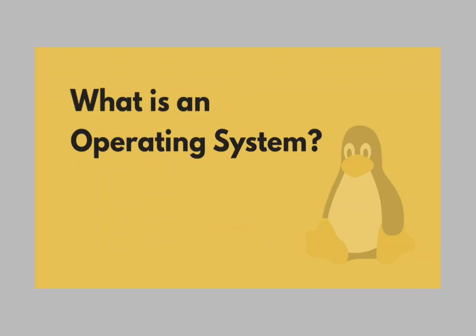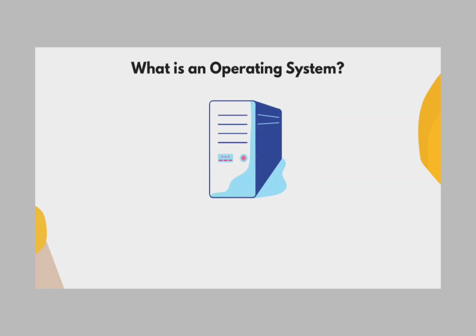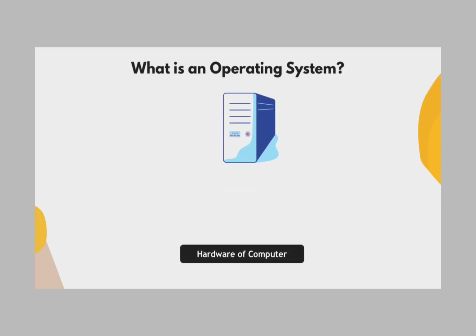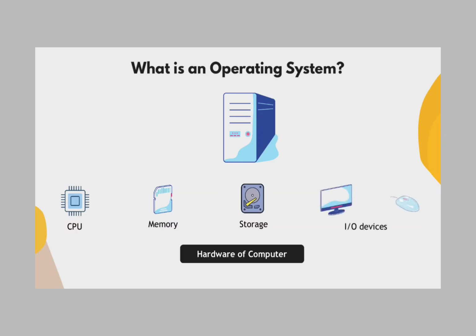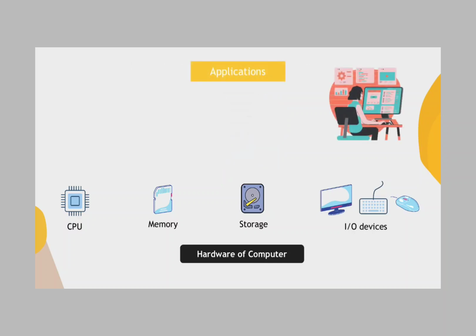What is an operating system? Every computer is made up of some hardware, right? You have the CPU, memory, storage, you have input and output devices such as screen, mouse, keyboard, and all the programs running on your computer need to use these hardware resources. So how do you interact with these hardware components as a computer user?